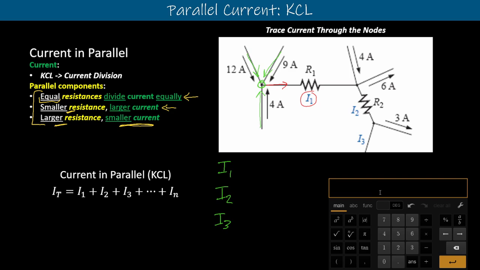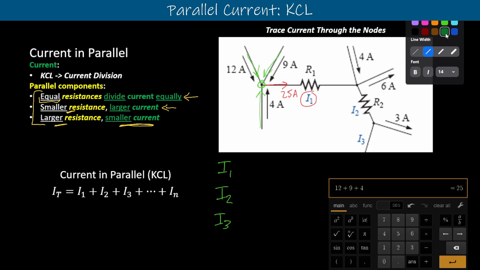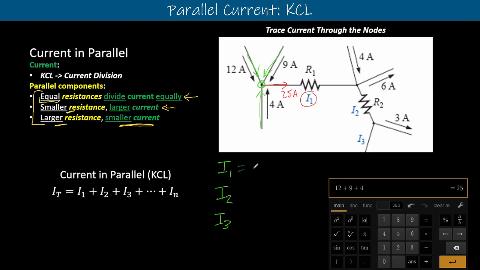And we need to algebraically sum those together to be able to identify how large that current is. So we'll take our 12 amps that we know is entering, we'll add that to our 9 amps that we know is entering, and we'll add that to the 4 amps that we see there too. And that gives us 25 amps leaving that first node, which means that 25 amps is flowing through R1. And so we'll call that I1, 25 amps.